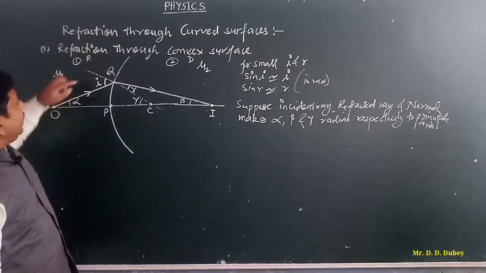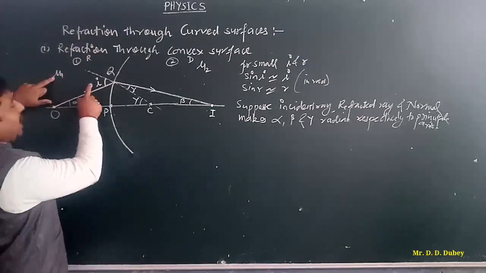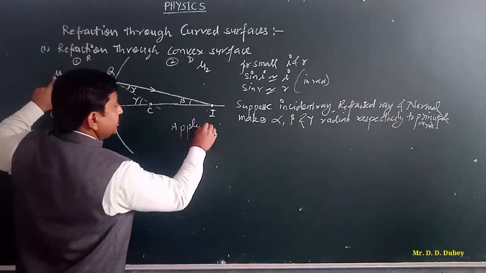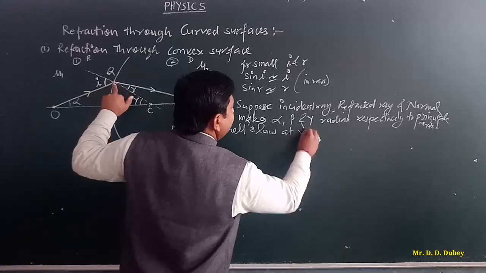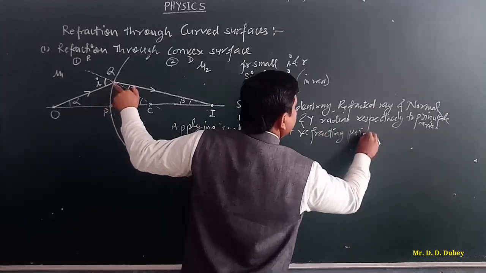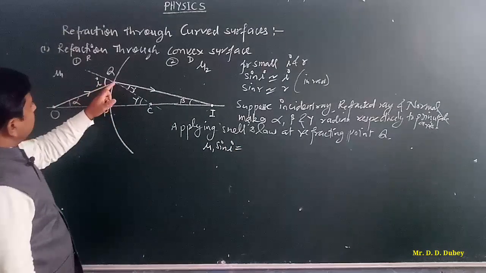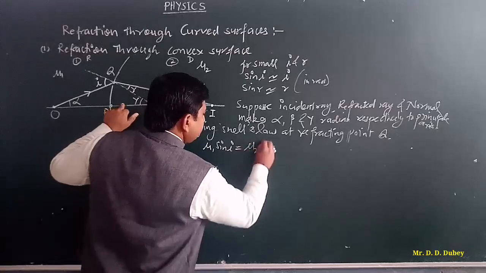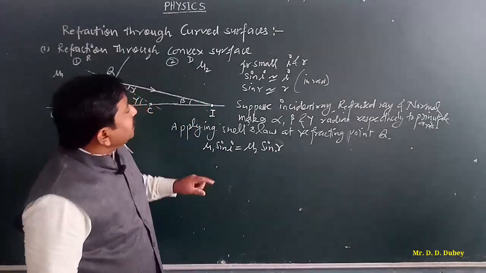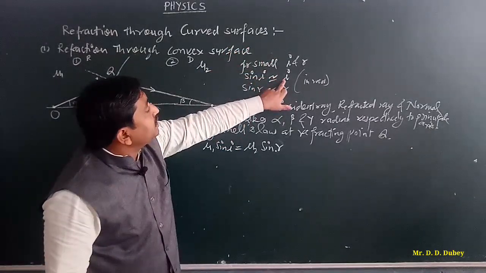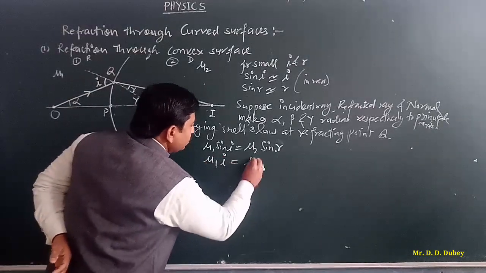Now if we apply Snell's law at the refracting point Q, we get mu1 sin I is equal to mu2 sin R. As we have seen, for small values of I and R, sin I can be taken as nearly equal to I and sin R as nearly equal to R. So this can be written as mu1 I is equal to mu2 R.